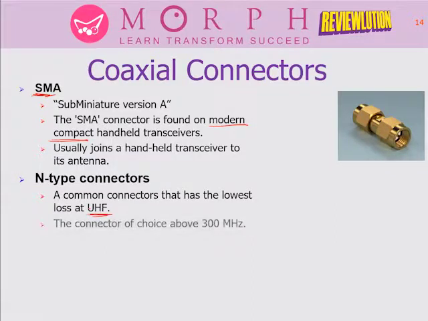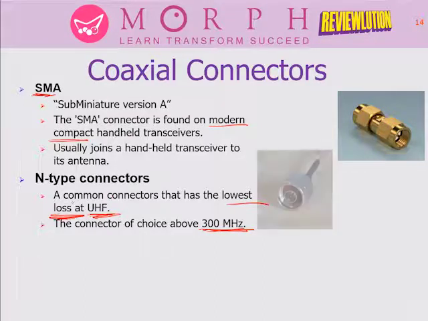Ito yung kumbaga ginagamit natin for 300 MHz to 3000 MHz UHF, no? So the connector of choice above 300 MHz or UHF is the N-type connectors because of its lowest loss, no? So ito naman yung N-type connector. So threaded din siya, no?